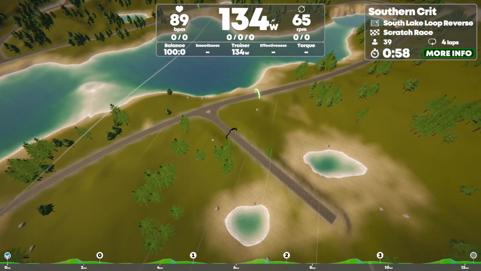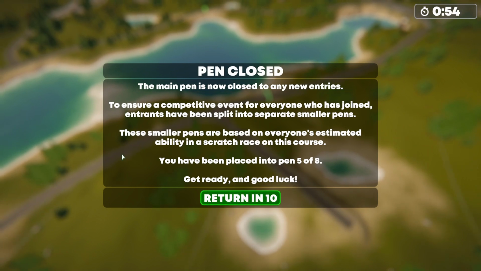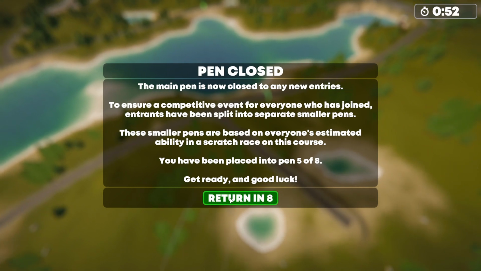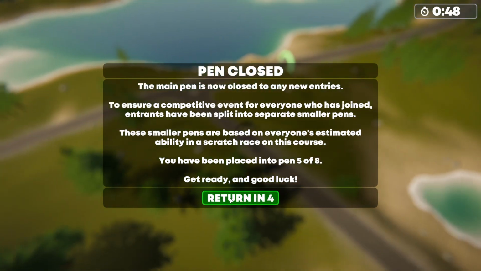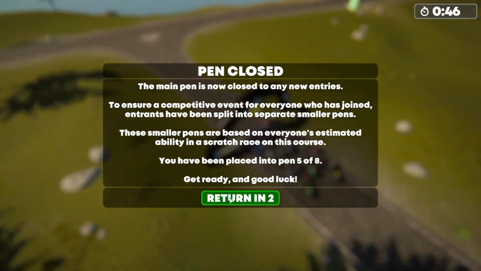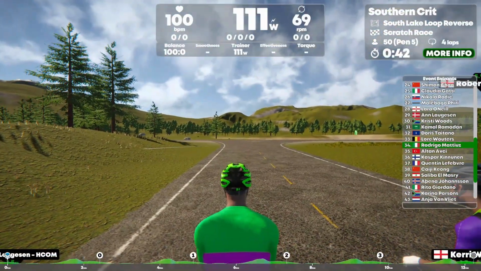This is the analysis of my first race. You can see the pen is now closed and I'm already inside the race. In a few seconds we are about to start. They divide the pens, as you can see. They place me on pen number 5 out of 8.